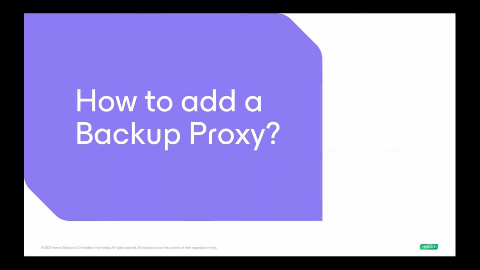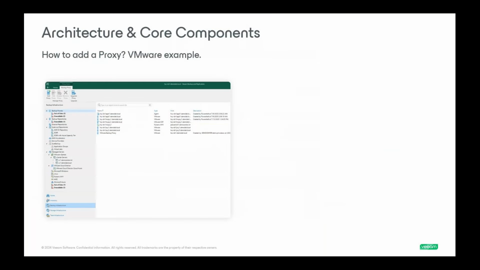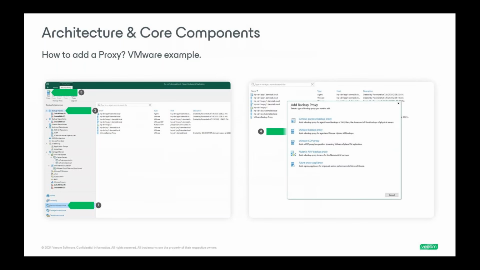How to add a backup proxy. This example is how to add a VMware proxy. You would go to Backup Infrastructure, and add proxy on the top left. VMware backup proxy is pretty straightforward. We try to make it easy.